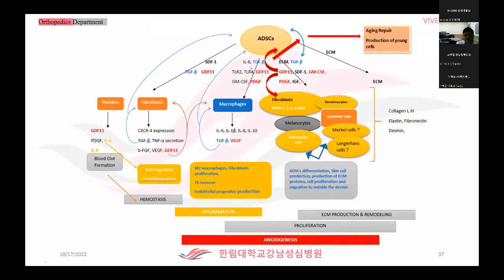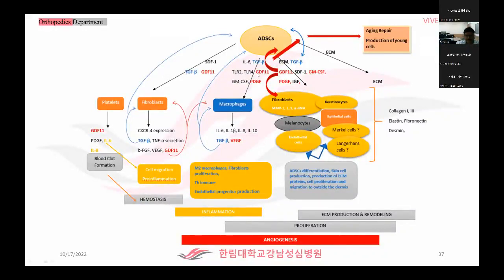Now, you can see that though the references are not provided here, it has been proven that if we have the adipose-derived stem cell, it can make so many things. For example, it can go for aging repair, production of young cells is possible, and how we can regulate that. There are certain kinds of cytokines as well as growth factors that play a very vital role. For example, the combination of IL-6 and TGF-beta-6 along with TLR2 and TLR4, GDF, that is the different types of growth differentiation factor, and other growth factors.